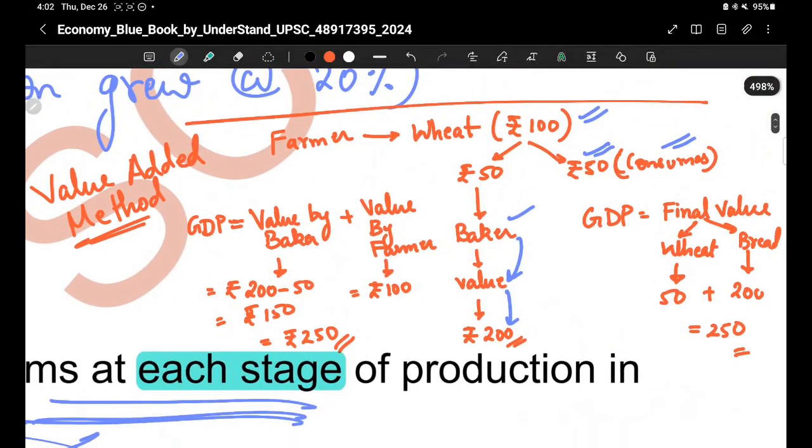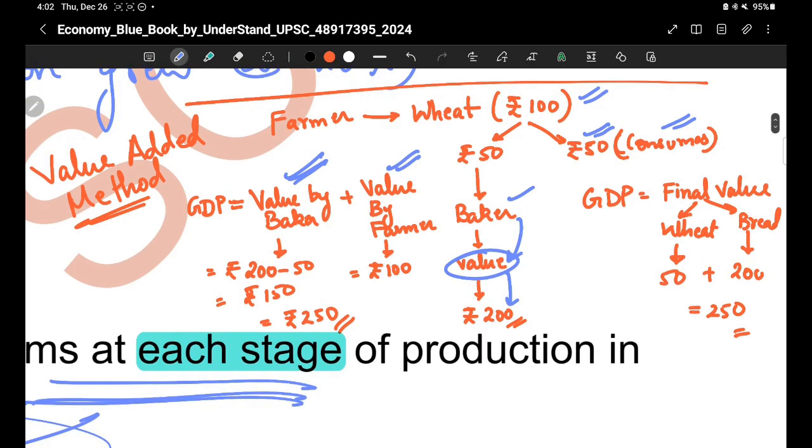In value added method, what we are doing, we are going to calculate the value added by the baker, and the value added by the farmer. Now value by the baker is what? How much value is adding here? He bought it for 50 rupees and he's selling it for 200 rupees. What is the value added? 150 rupees. 200 minus 50, 150 rupees. And what is the value added by the farmer? He produced the entire wheat. The entire wheat is the full value for him. So it is 100 rupees. Right, so what is the total value? 150 plus 100, 250. We are adding the individual values of both the farmer and the baker to get GDP.